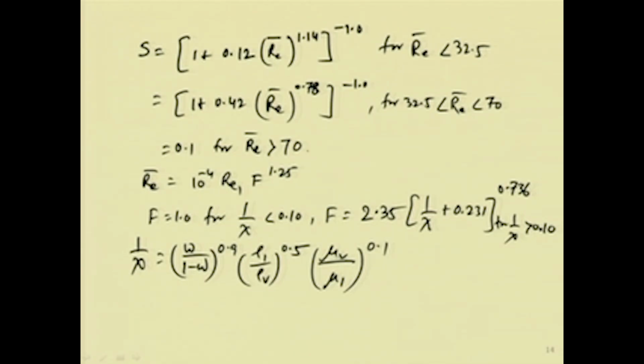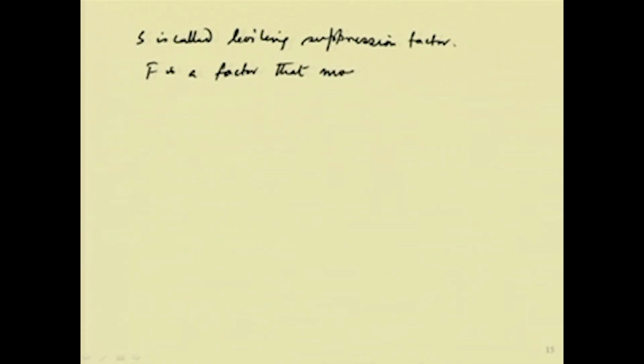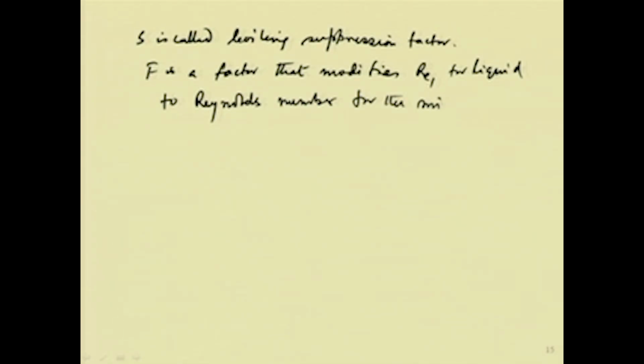S is called the boiling suppression factor, and F is a factor that modifies Re_L, the liquid Reynolds number, to the Reynolds number for the mixture. Okay. Now, as we have seen, post convection there are some more relations being given. McAdams et al.